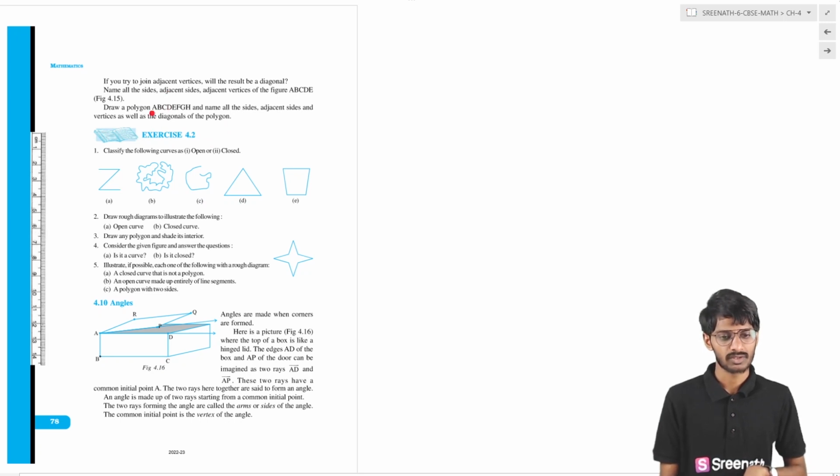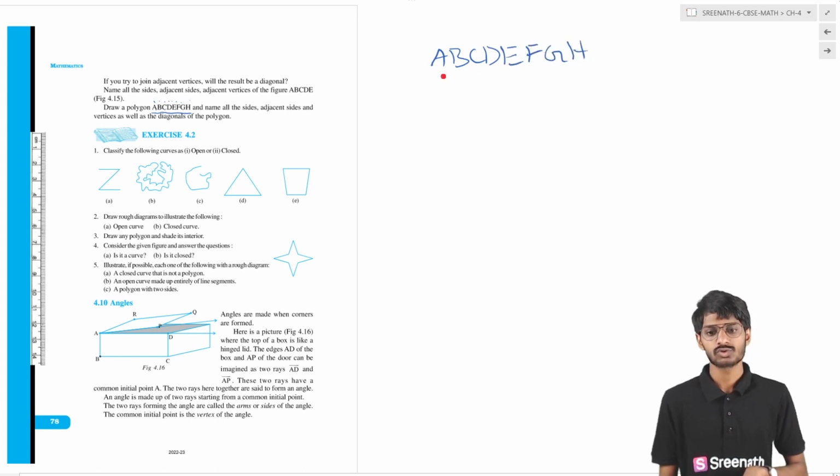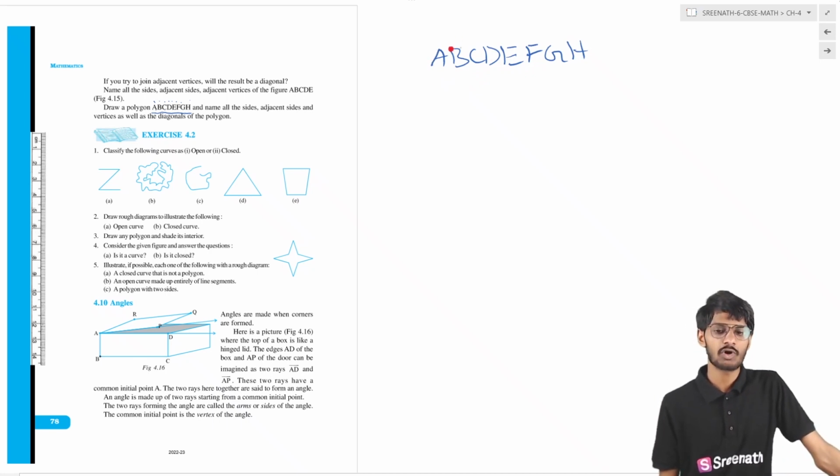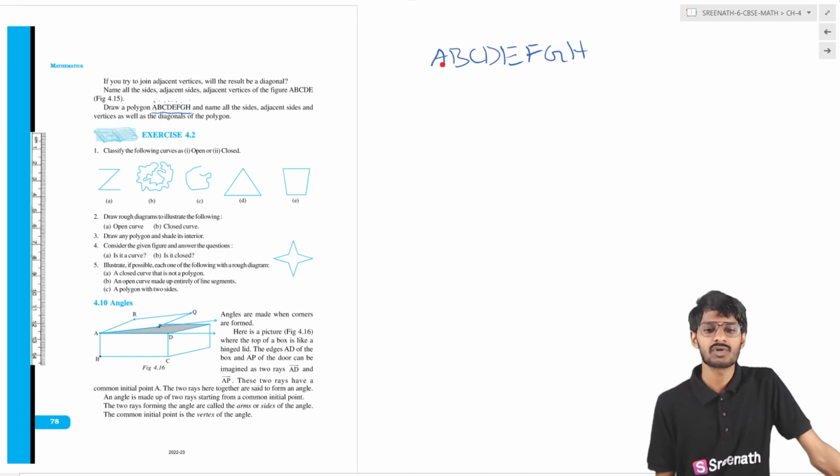Now there is an example for you. We have to draw a polygon like this, A, B, C, D, E, F, G, H. All these are the vertices. How many vertices? 1, 2, 3, 4, 5, 6, 7, 8. So it is having 8 vertices, students, and we have to draw a polygon with that name.